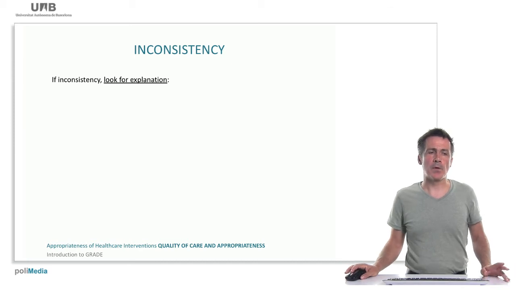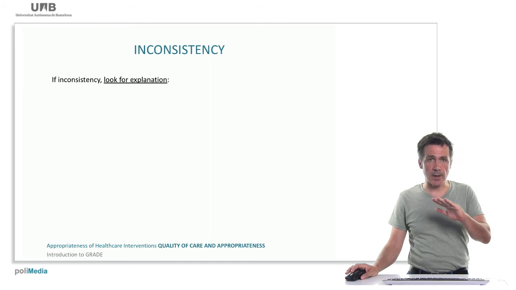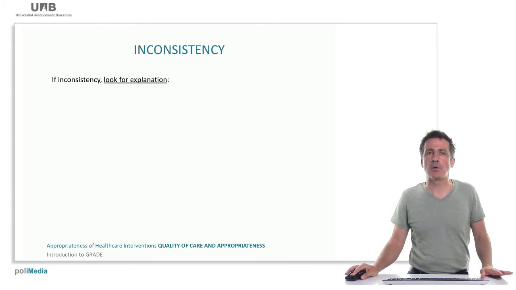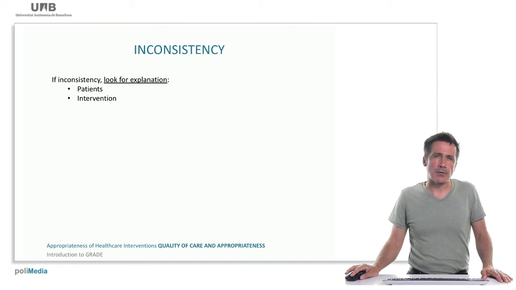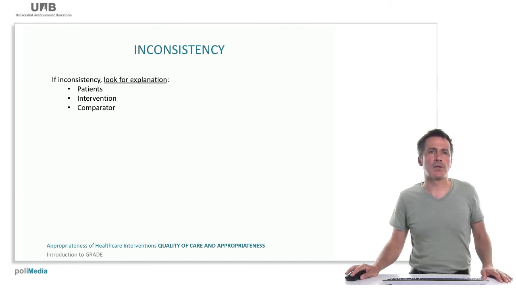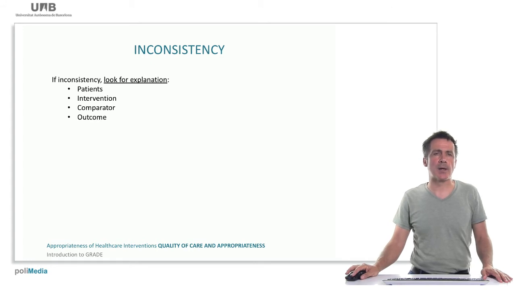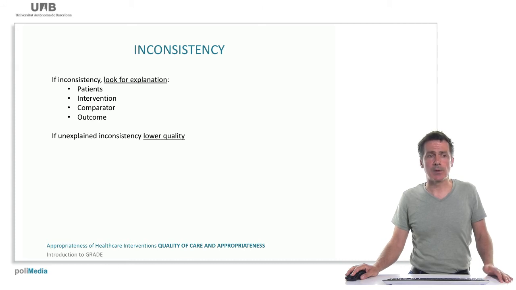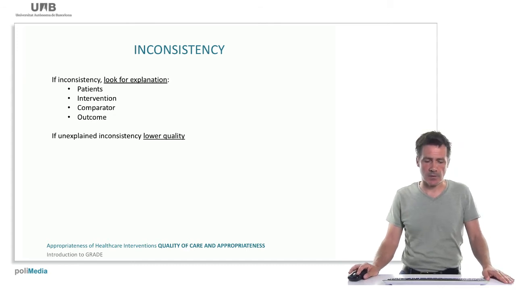However, before saying that we have lower confidence, we have to look for explanation of that inconsistency. Sometimes we are able to find explanations and we don't have to lower our confidence in the results. We have to look for differences, for example, in patients, interventions, comparator, outcomes, or other aspects like, for example, date of publications or risk of bias. If we do find an explanation, our confidence doesn't necessarily have to go down. However, if unexplained, our confidence will be lower.